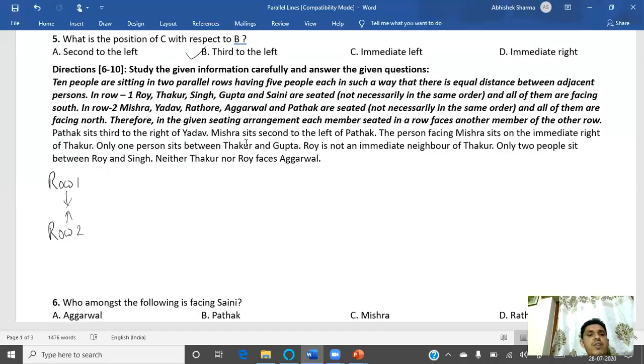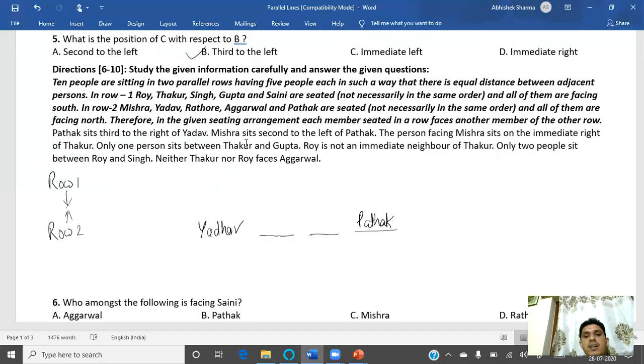So first search for Patak, like Patak is in row 2. So Patak and the person facing in row 2 are facing toward north. So Patak sits third to the right of Yadav. So if we place Yadav here, so Patak sits third to the right of Yadav. That means first person, second person and third person. That means Patak should be here. Okay. Thereafter Mishra sits second to the left of Patak.